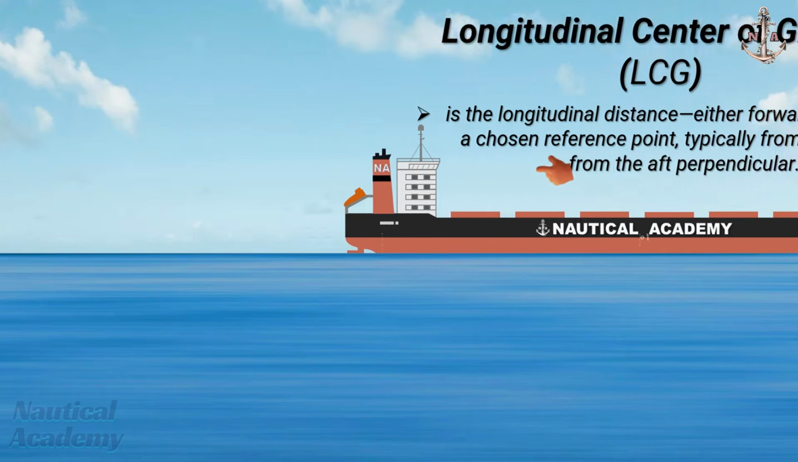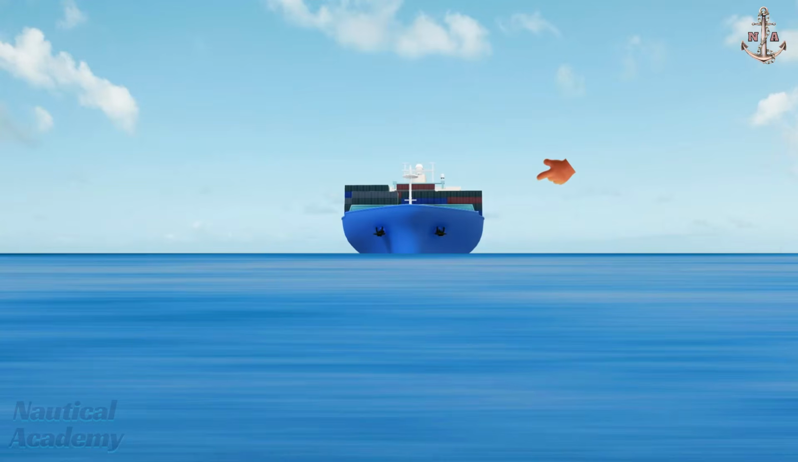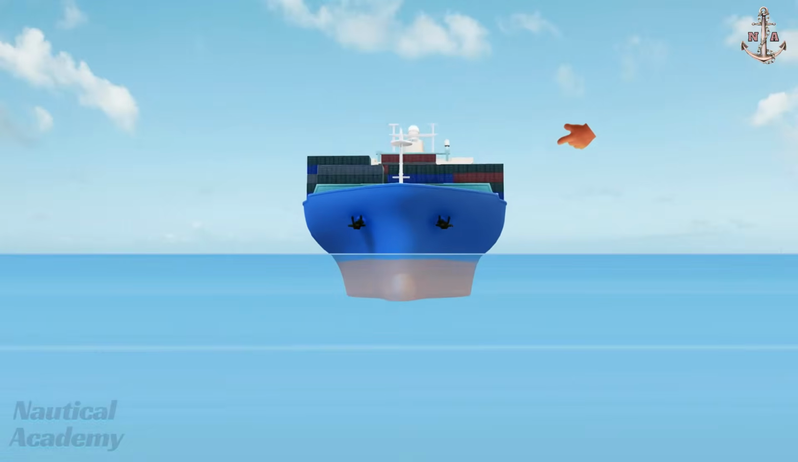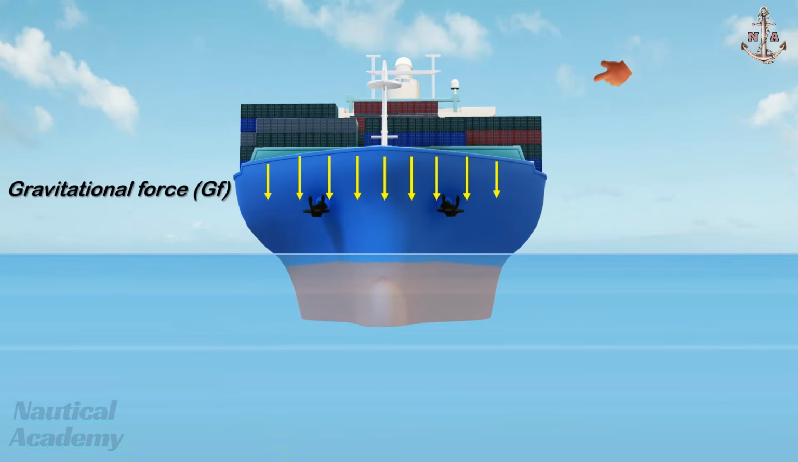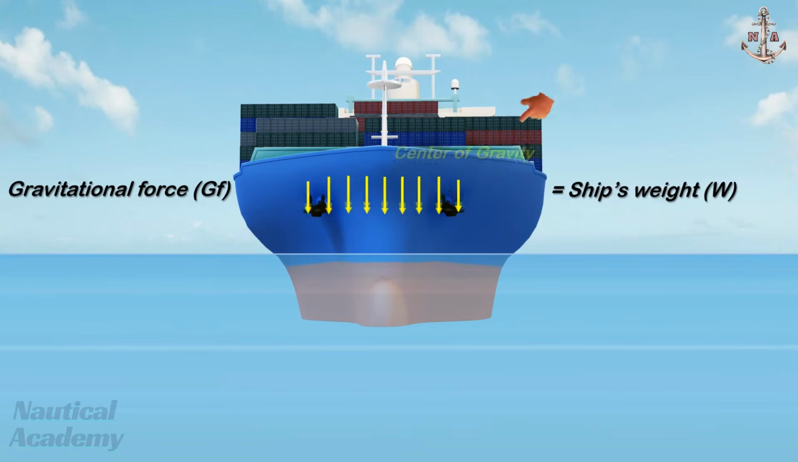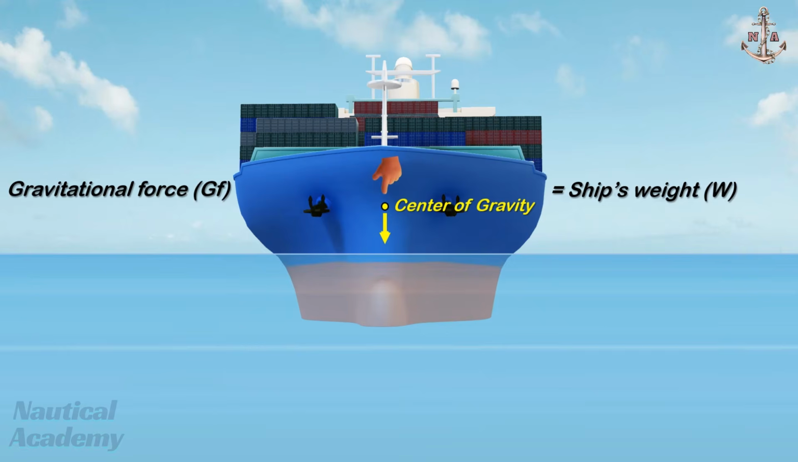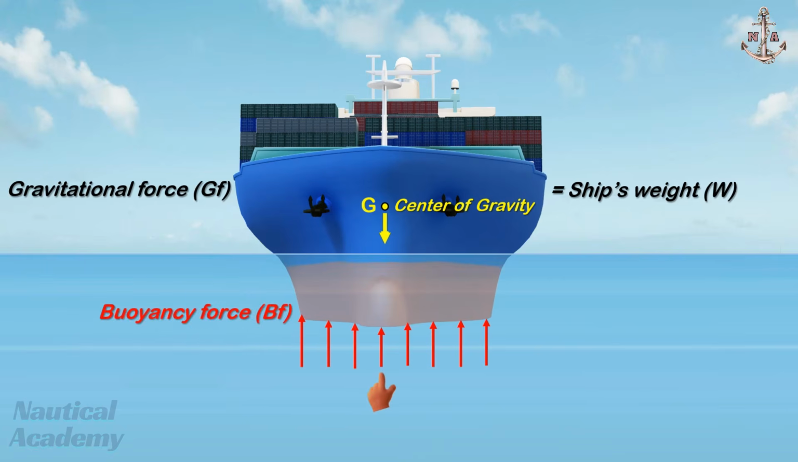Now, when a ship is placed in water, it is acted upon by two main forces. First, the vertical downward force, known as the gravitational force, which is equivalent to the ship's total weight. This force acts vertically downward through the ship's center of gravity, represented by capital G. Next is the upward vertical force, known as buoyancy force. This force is equal to the weight of the water displaced by the immersed ship.